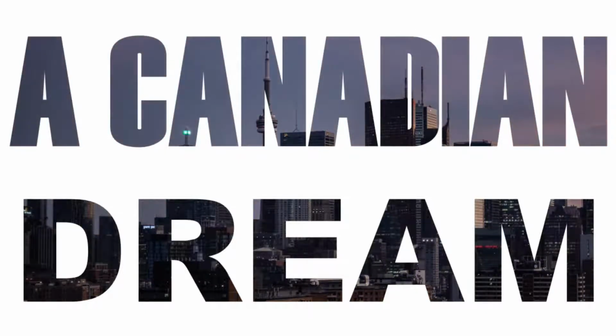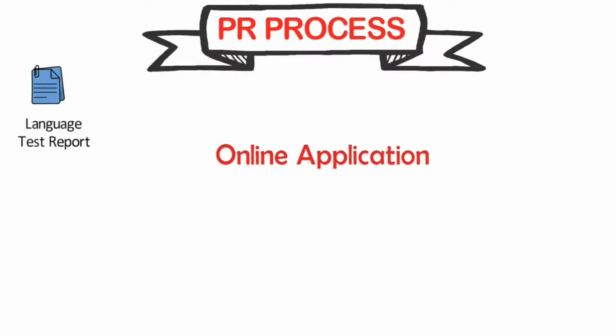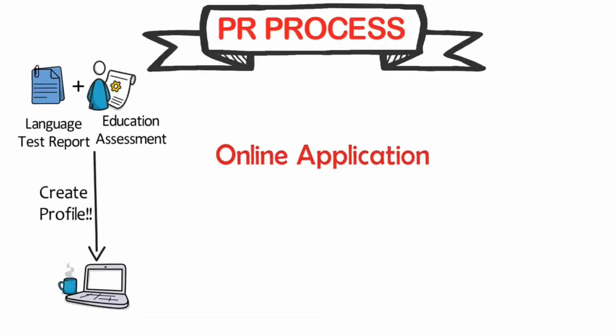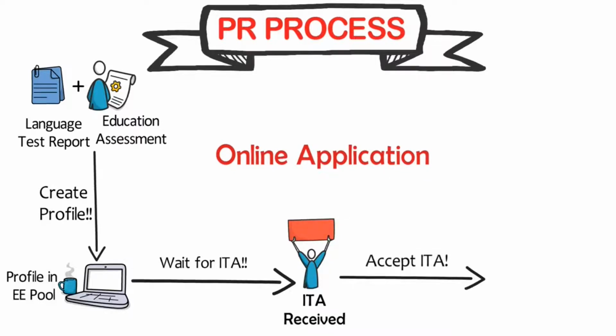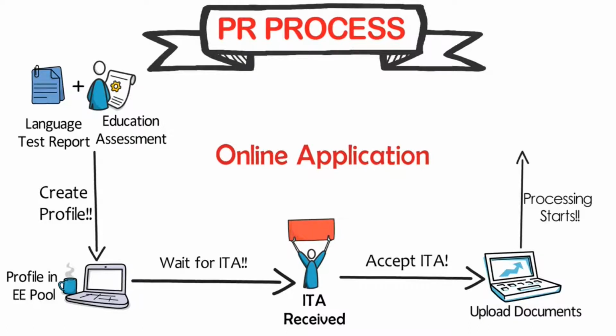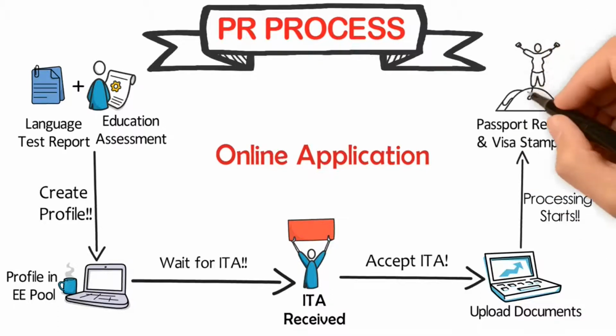Before I share the details on the cost at each stage of your application, let me summarize the process for you. Once you have both the language test report and the education assessment report, you create an Express Entry profile. From there on, you wait to receive an ITA based on the draws. Once the ITA is received, you accept it. Next, you scan and upload the required documents online. Soon, the processing will start for your application. Once processing is done, you need to submit the passport for PR visa stamping.